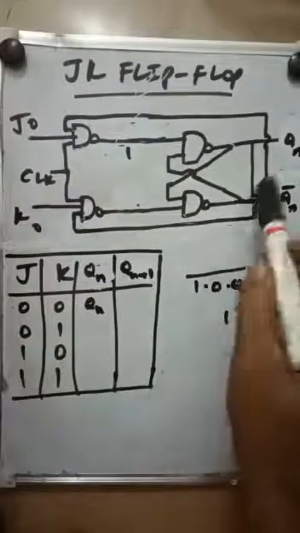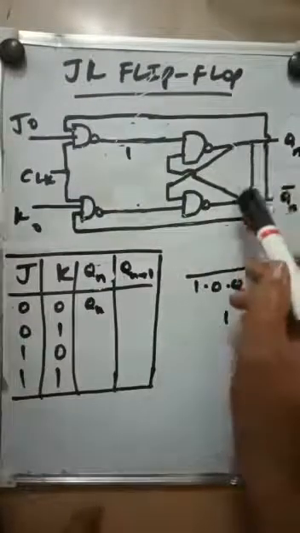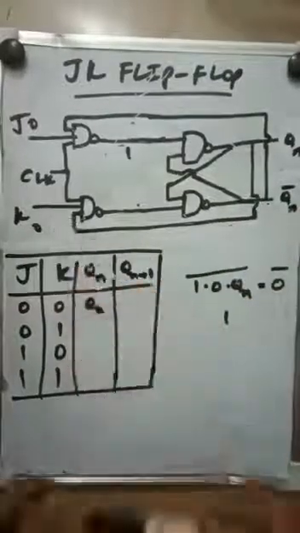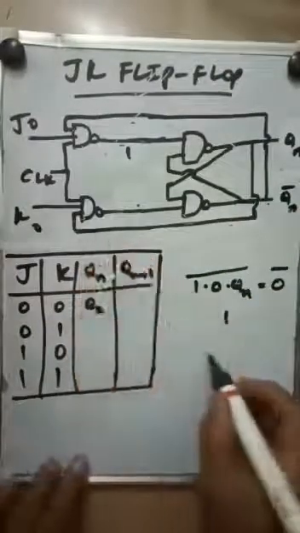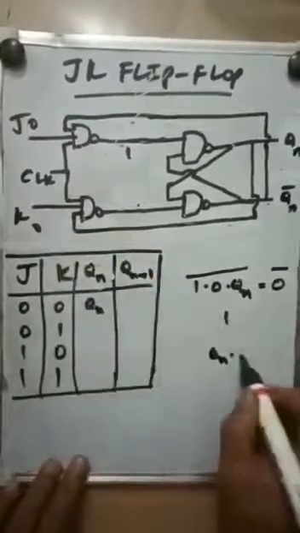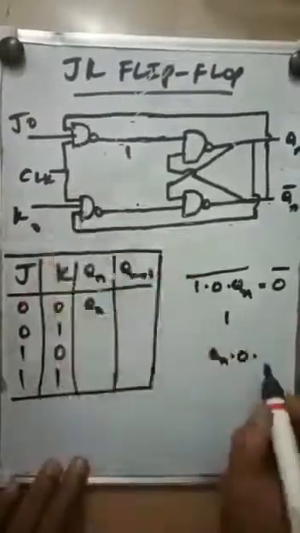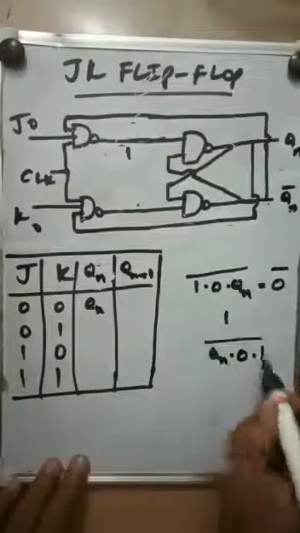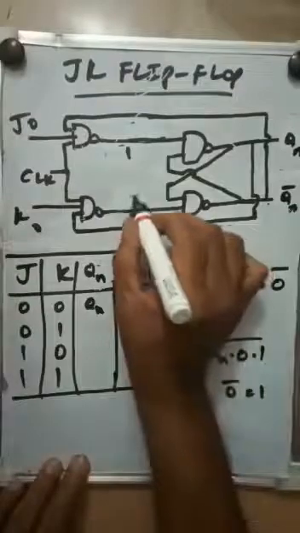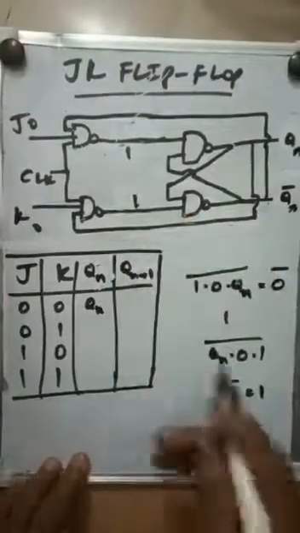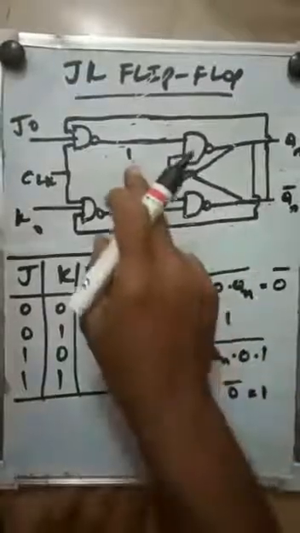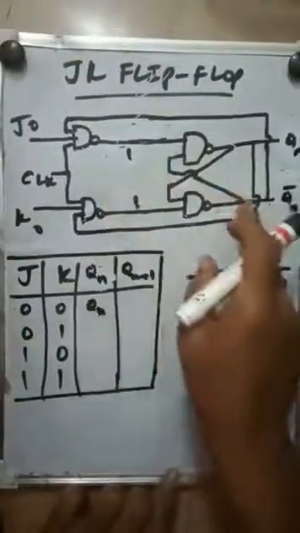Similarly, the other NAND gate output is QN dot 0, K is 0 and the clock is 1. This is also 0, so 0 bar means the output is 1. So from this example, 1 is here and this is QN bar.